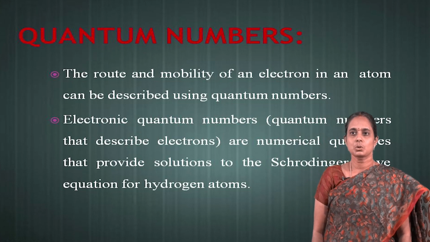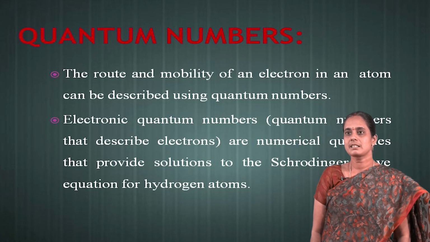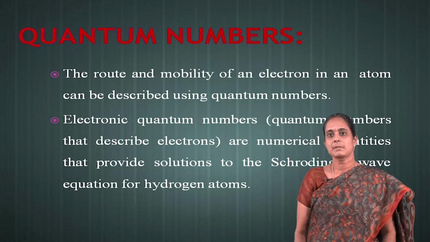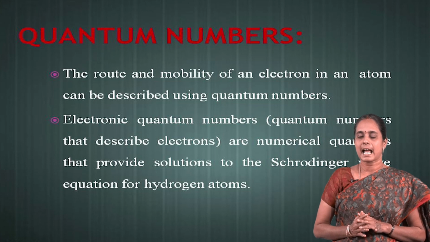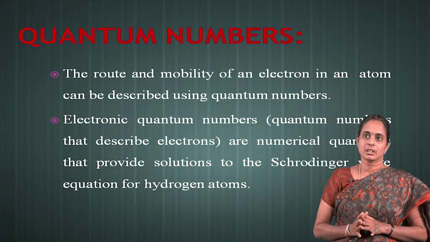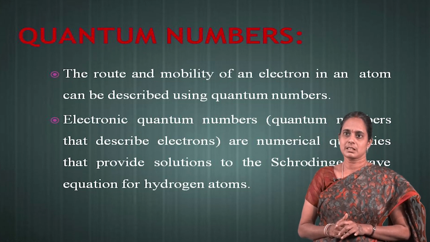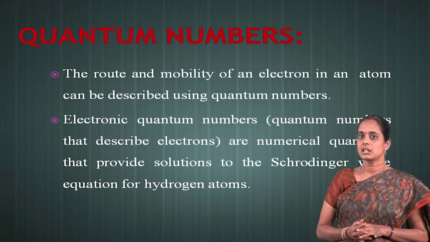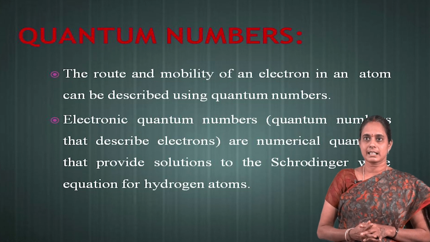The path and mobility of an electron in an atom can be described using quantum numbers. The Schrödinger equation must be met when the quantum numbers of all the electrons in an atom are summed together. Quantum numbers are the values of conserved quantities in the quantum system. Quantum numbers that describe the electrons are numerical quantities that provide solutions to the Schrödinger wave equation for hydrogen atoms.